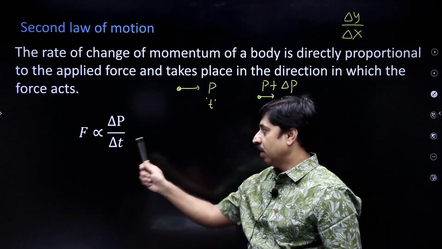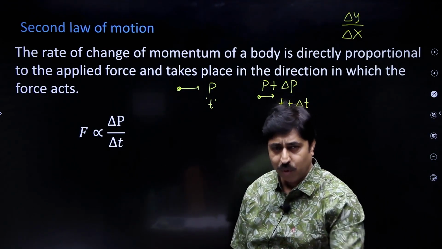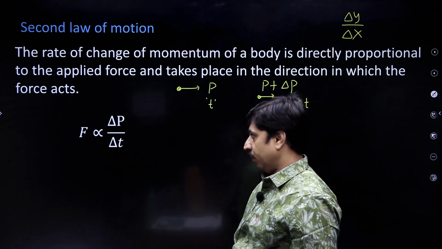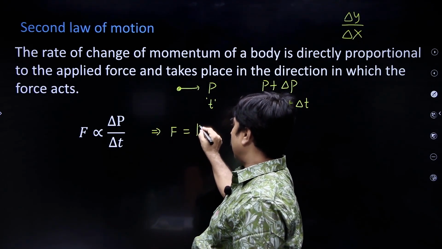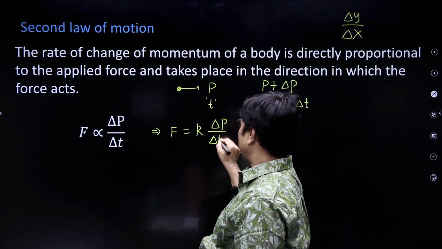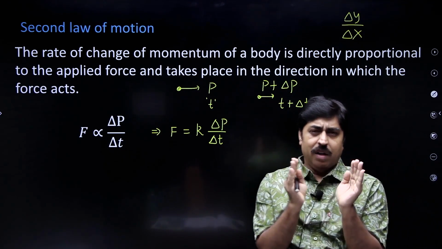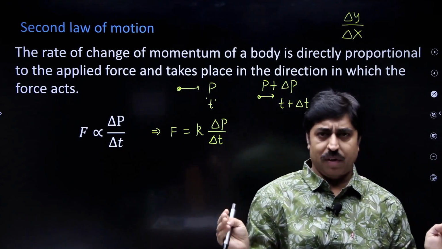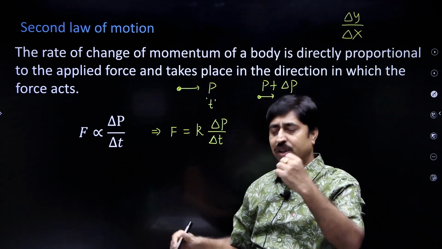And Newton said that force is proportional to the rate of change of momentum with respect to time. Now you can write it with a constant like this, perfectly fine. But try to understand, if you take a large time interval, if delta t is very large, then this is actually the average force, isn't it?